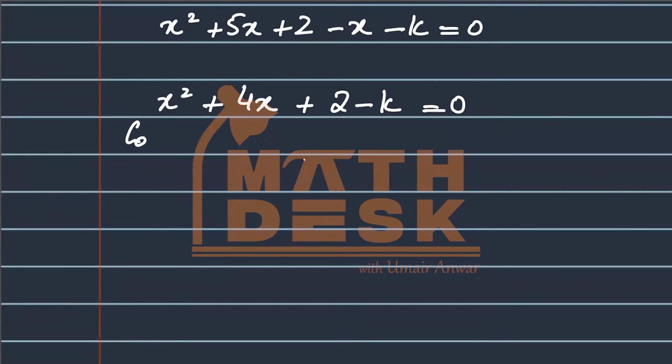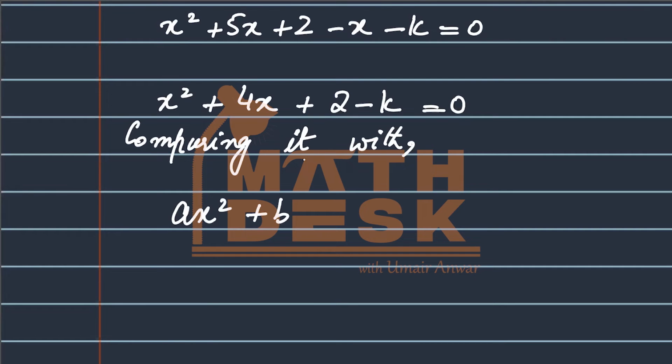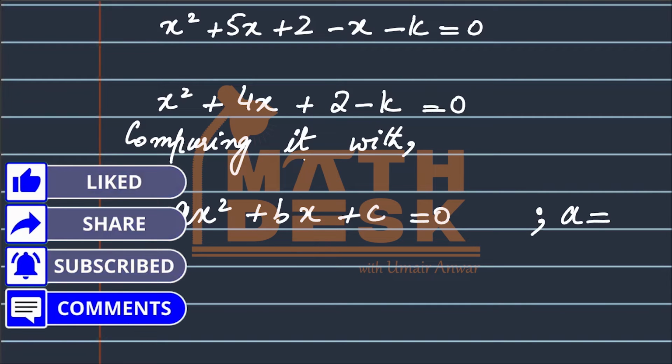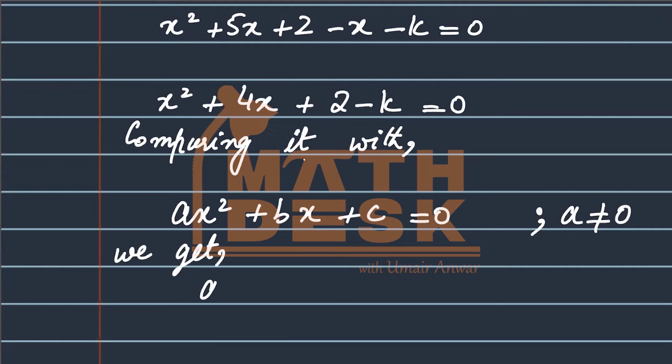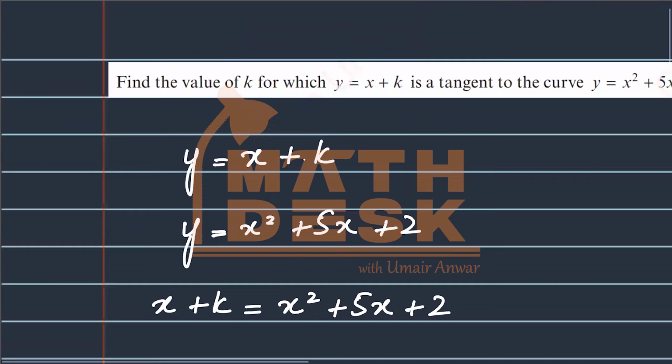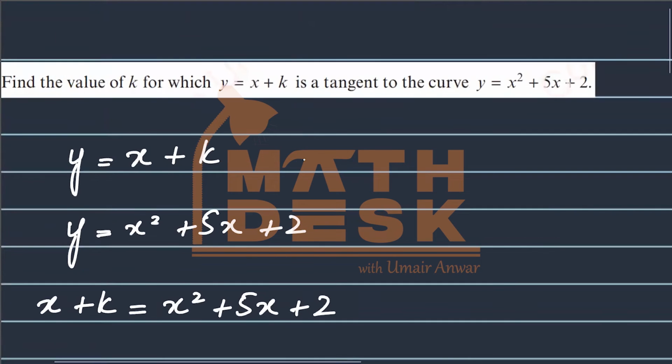Now we would be working on the discriminant here. So I'm comparing it with the standard quadratic equation, which is ax square plus bx plus c equal to 0, where a is not equal to 0. And we get the value of a as 1, the value of b as 4, and the value of c as 2 minus k. Now the question tells us that this line is a tangent to the curve.